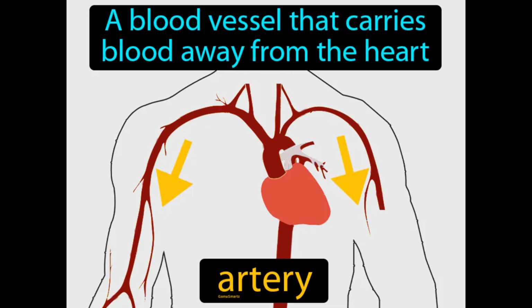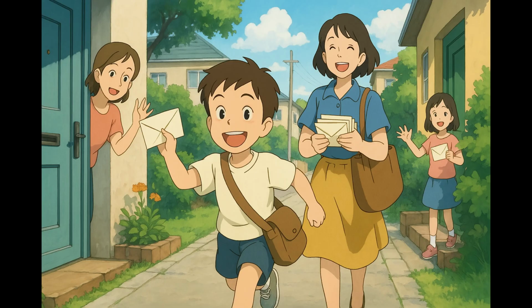A blood vessel that carries blood away from the heart, artery. An artery is a tube-like structure that carries oxygen-rich blood from the heart to other parts of the body. Imagine trying to distribute all the party invitations from your house to your friends' houses around town.